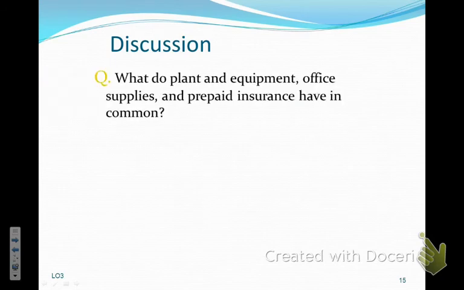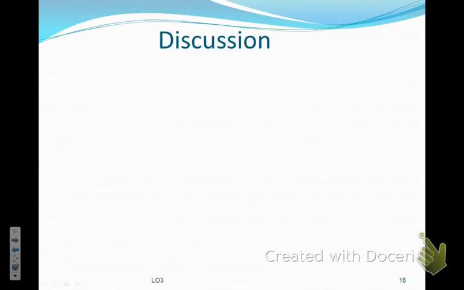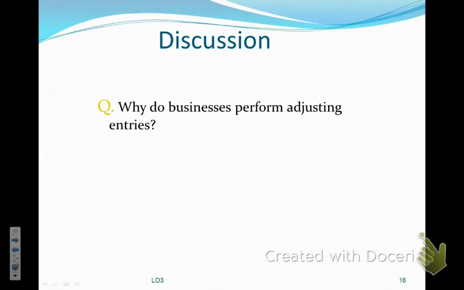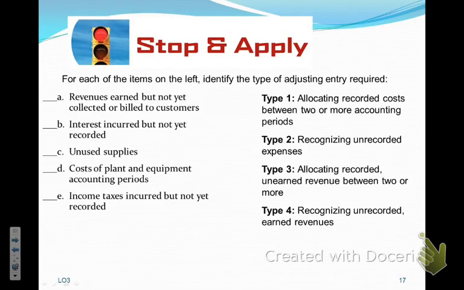So now, just take a few minutes to answer the question, what do plant and equipment, office supplies, and prepaid insurance all have in common? And you can answer this in your Google questions that will be sent to you. And then secondly, you will answer, why do businesses perform adjusting entries? And then you will also answer these questions here relating to identifying what types of adjusting entries each one of the transactions is on the left-hand side.